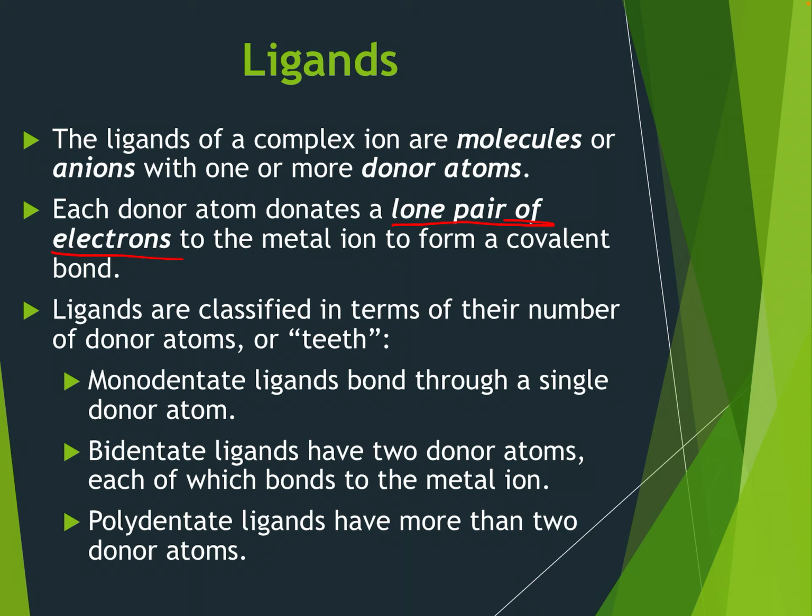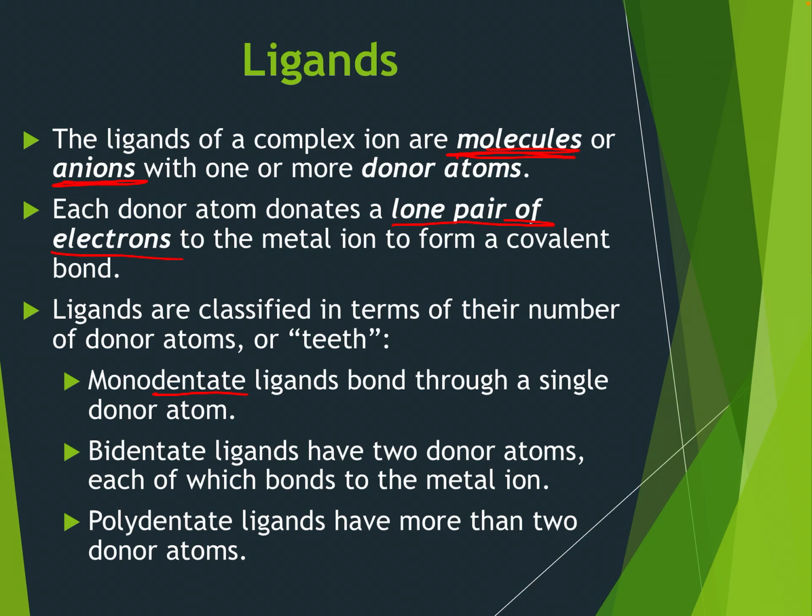We have a couple different types of ligands. We have some that are not charged, which are molecules. We have some that are charged, which are going to be anions. They're negatively charged. But they can also be classified in terms of their number of donor atoms, or teeth, we like to call them. And the reason we call them teeth is we have this dentate that happens. So monodentate means that we have our ligand bonding through a single donor atom. So we have 1 atom on our ligand that is going to donate 1 lone pair of electrons to our metal cation.